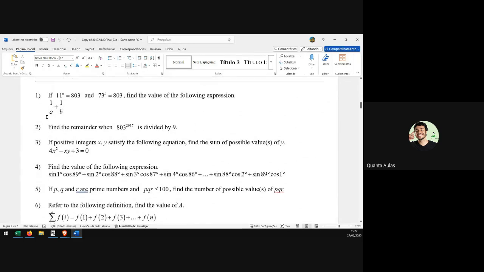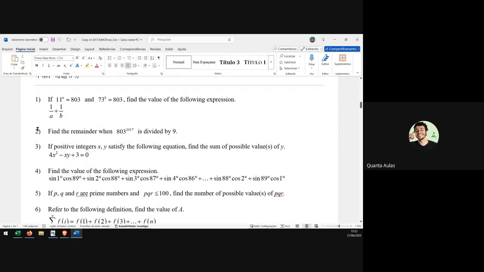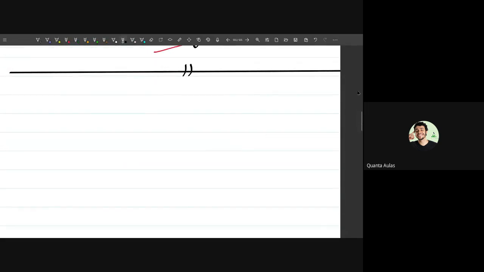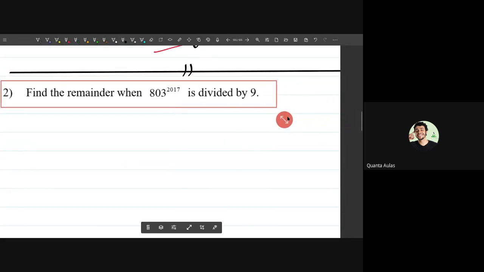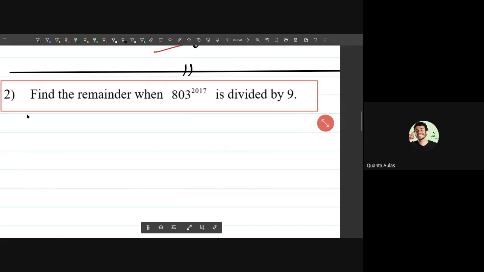Find the remainder when this number is divided by 9. This is very cool because we have a lot of properties about exponents to do this, right? So I want you to try a little bit. When you finish, you talk to me, okay?